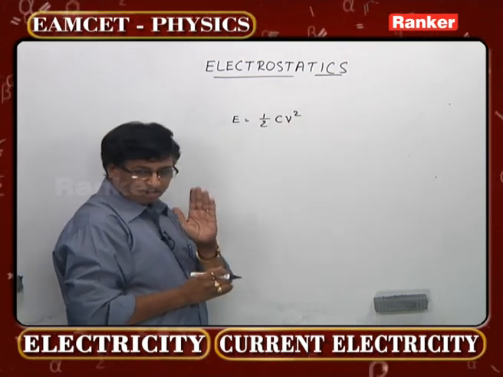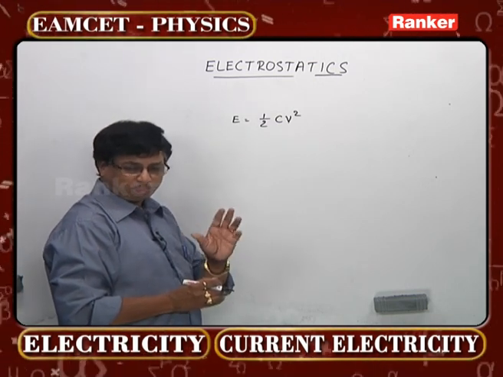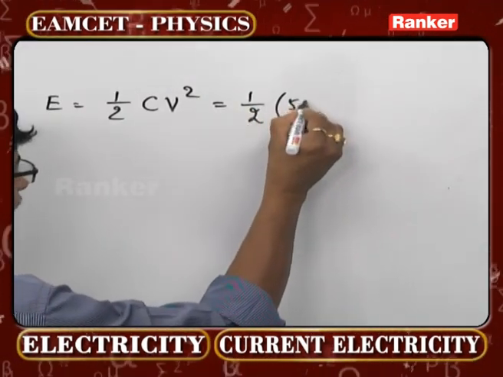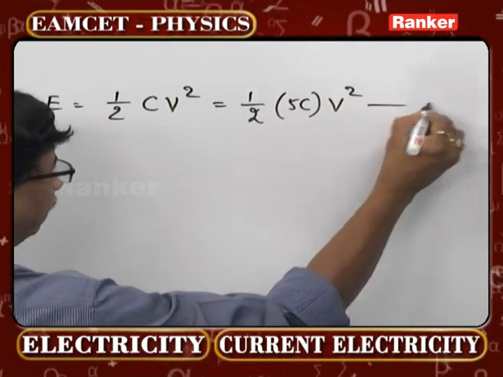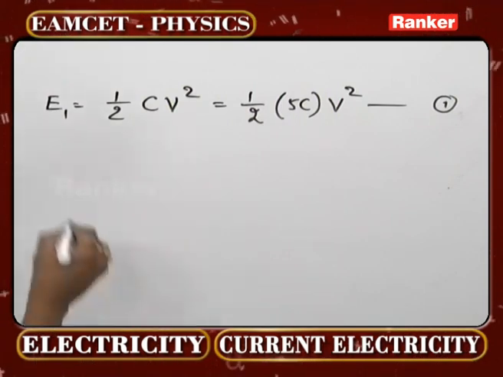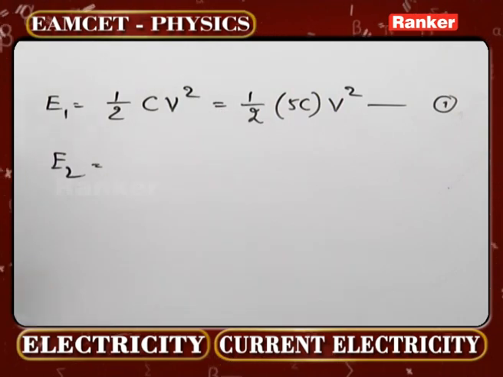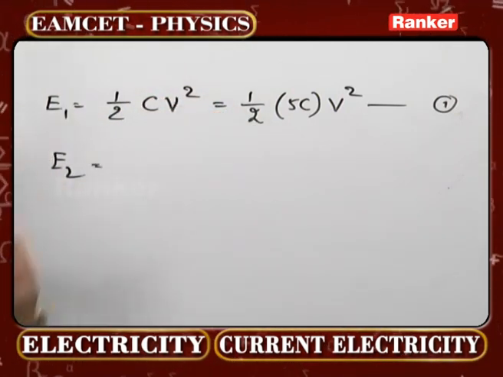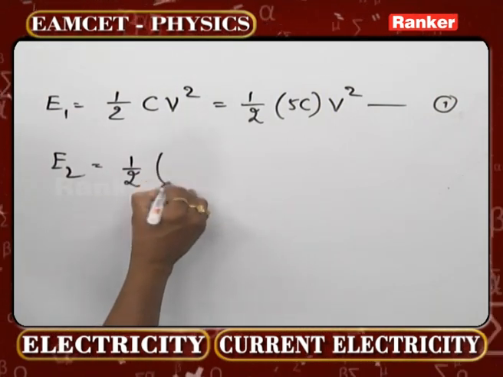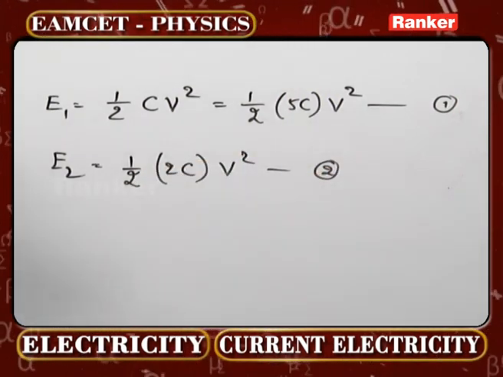Firstly, he is just introducing a dielectric of constant 5. Relative permittivity 5 means what? This now is to be taken as half of 5C into V square. That is the first equation, for E1, I can write. What next is he talking about? This time he has replaced that relative permittivity 5 material. He has introduced a material of relative permittivity 2 this time. Then how to write that? Half of 2C into V square. That is going to be the second one.